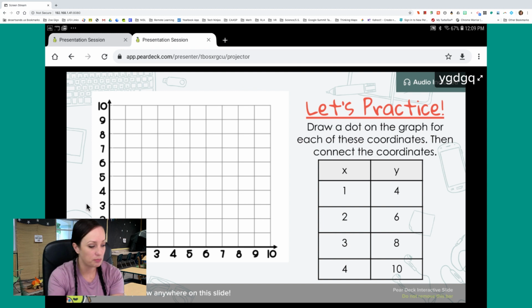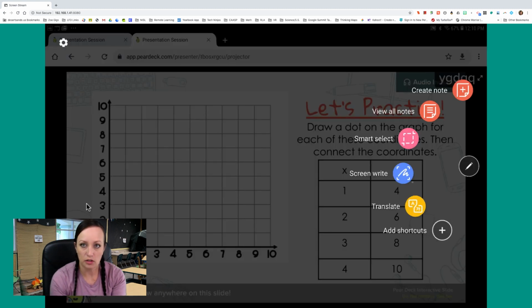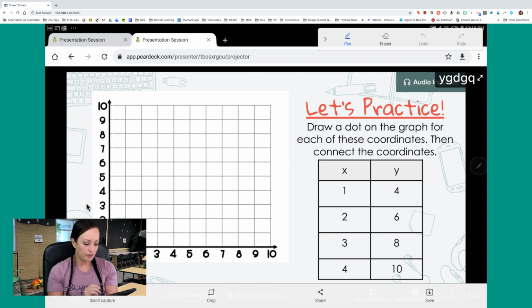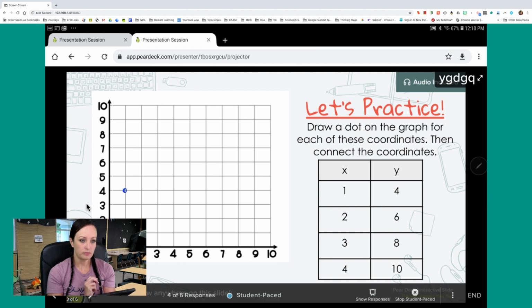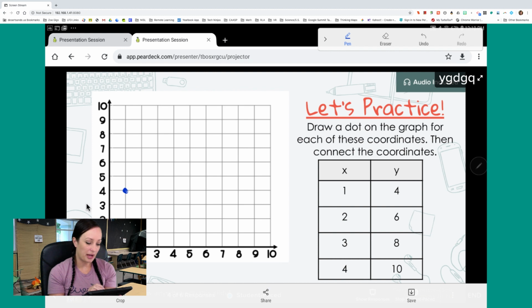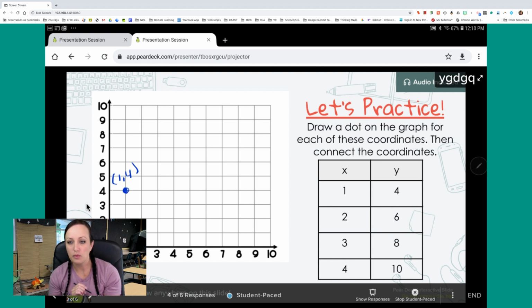So we're going to actually plot this, and I'm going to do this on the tablet to show you, and then you'll do this on your Pear Deck when you're ready. So I know I'm covering part of it, so I'm going to try my best to make sure I'm paying attention if you can see the dots or not. So if I go 1, 4 is what I'm looking for. So I go over 1, up 4, and then I'm going to make my dot. Yeah, you can see it. Okay, that's the first point. I could even label it 1, 4, just to confirm that that's what that is. The second one would be what?